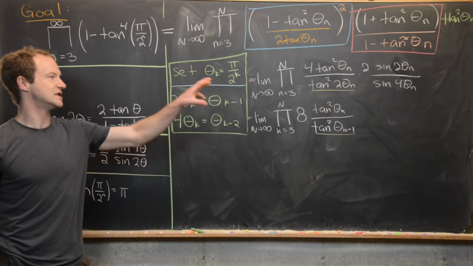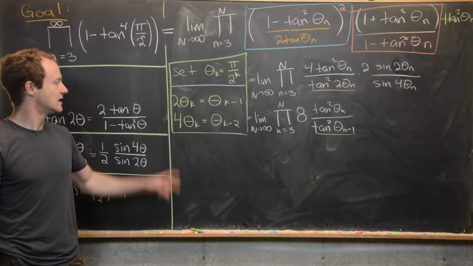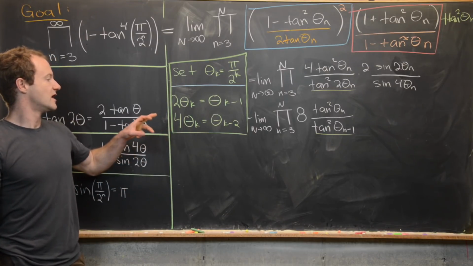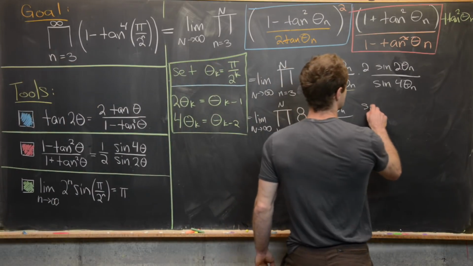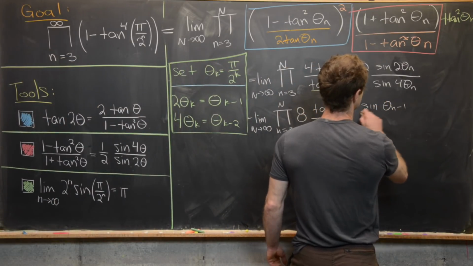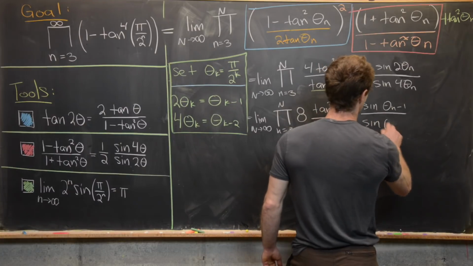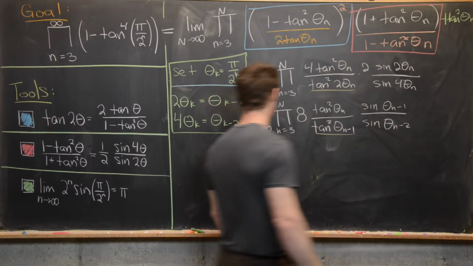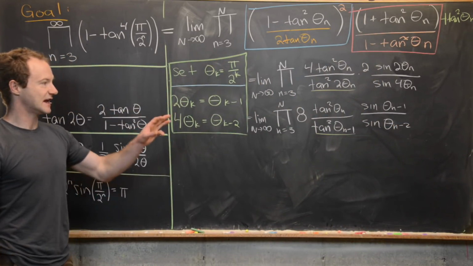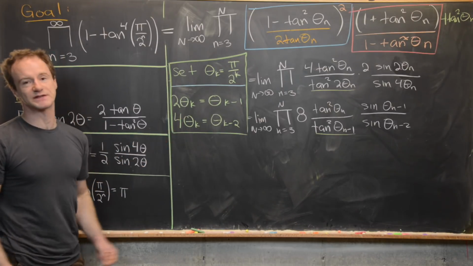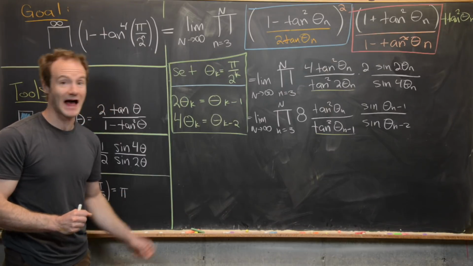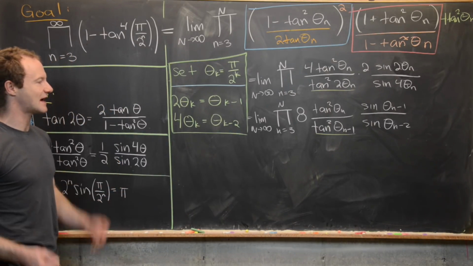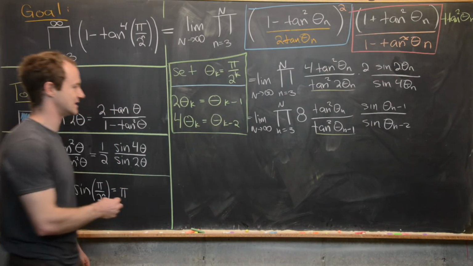Okay, good. Now I can do the same kind of thing in the next bit, but I'll do 4 theta n and 2 theta n. So notice that's going to give me sine of theta n minus 1 and sine of theta n minus 2. Good. Now the next thing that I want to do is expand this product, maybe write out the first two terms and the last two terms so that we can have some sort of idea for how this will telescope.